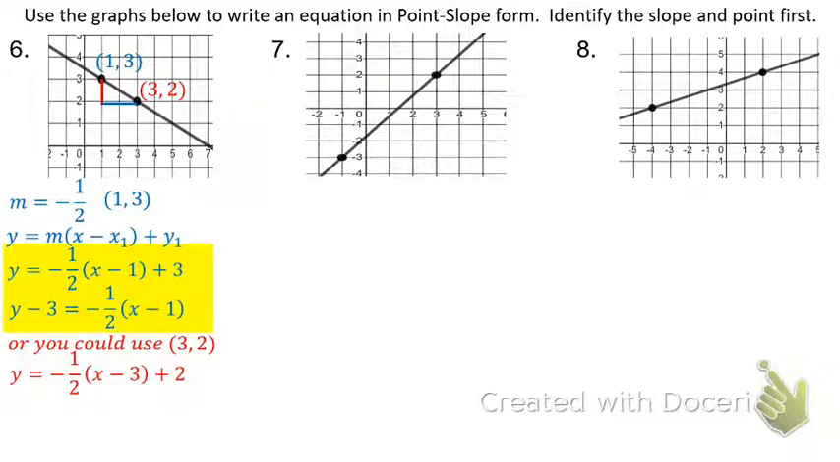Y equals negative 1/2 still, times the quantity, but now it'd be x minus 3 because now the x part of the known coordinate is 3. And the y part is positive 2. Or if we move the 2 to the other side, y minus 2 equals negative 1/2 quantity x minus 3.